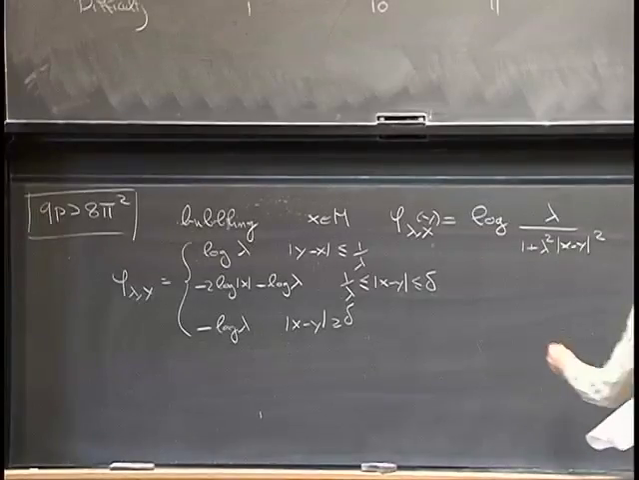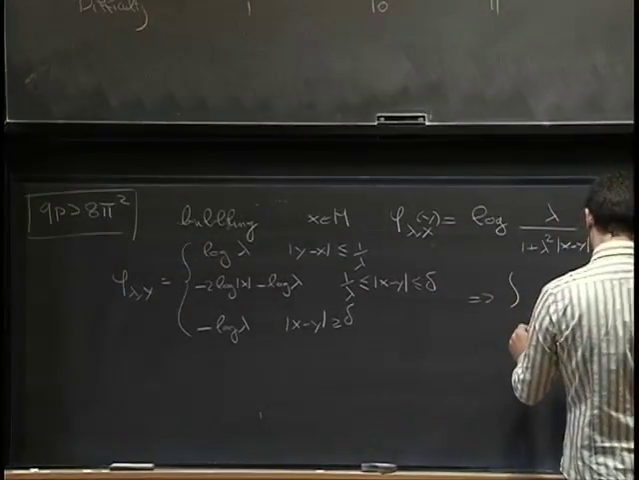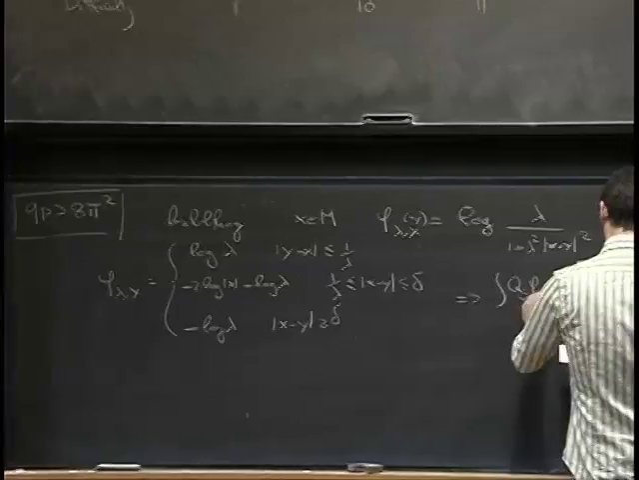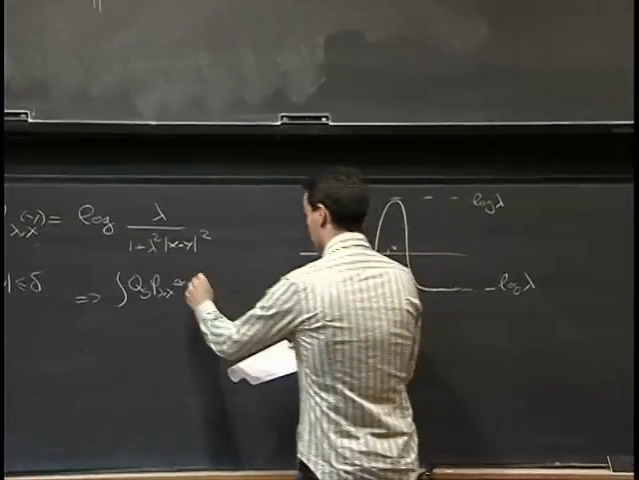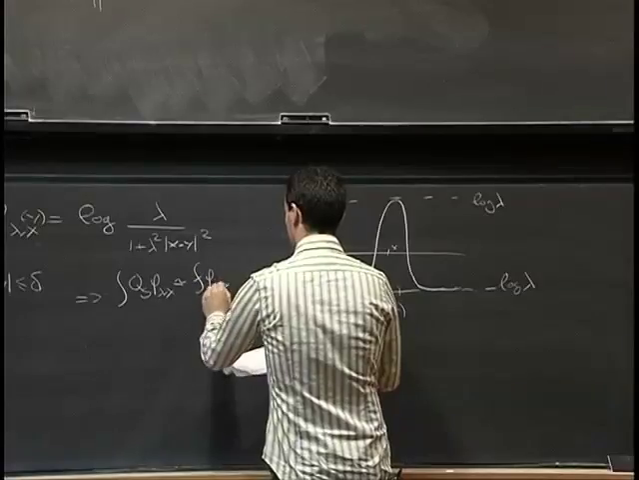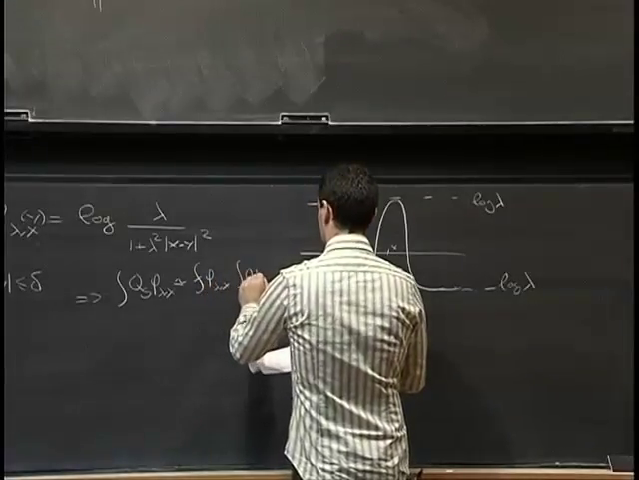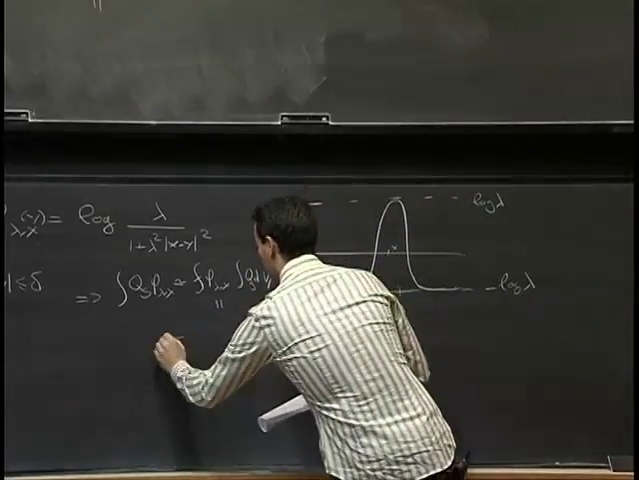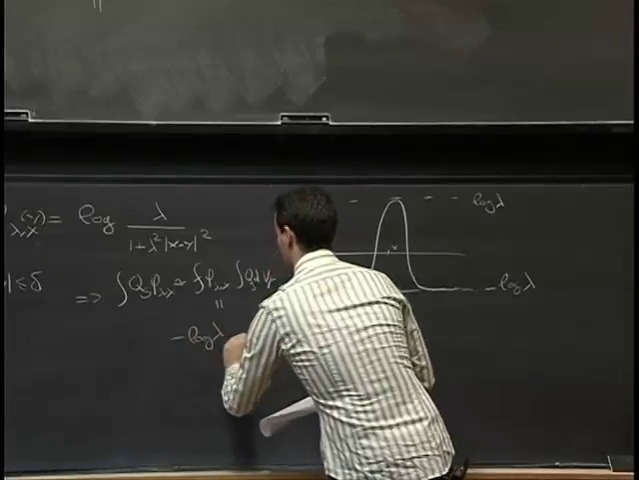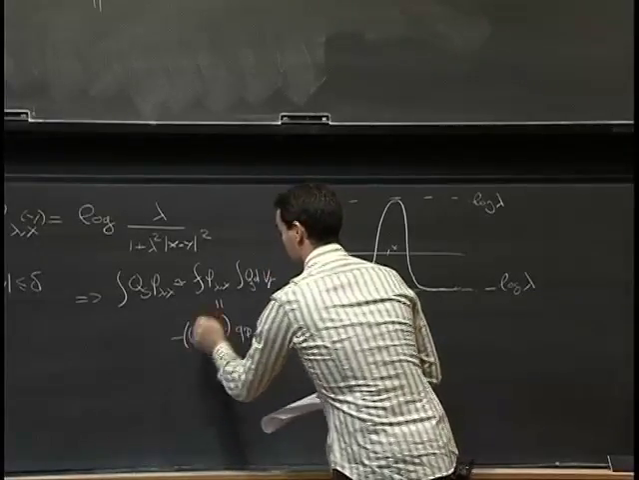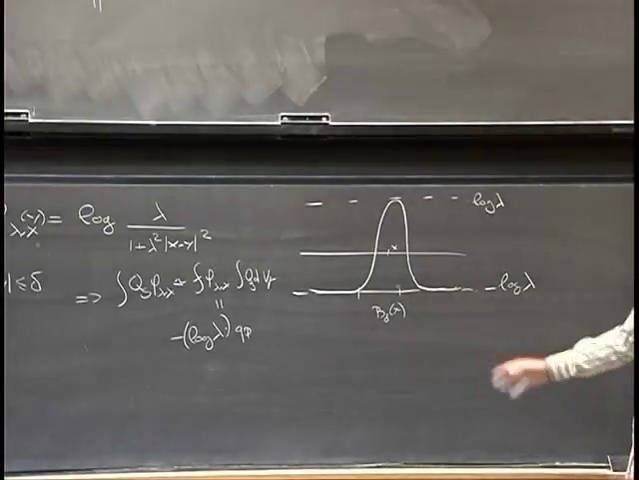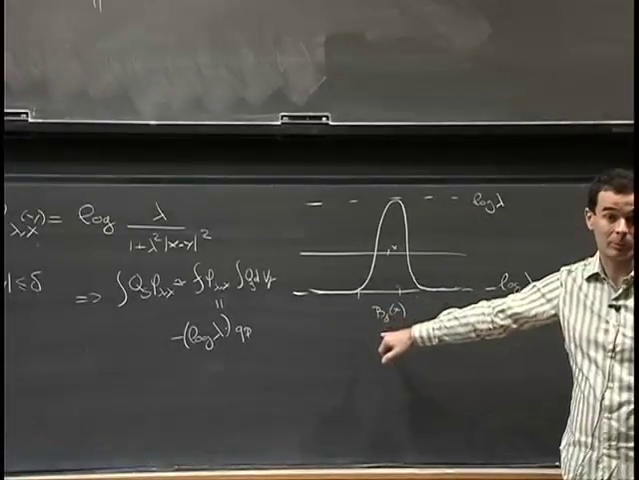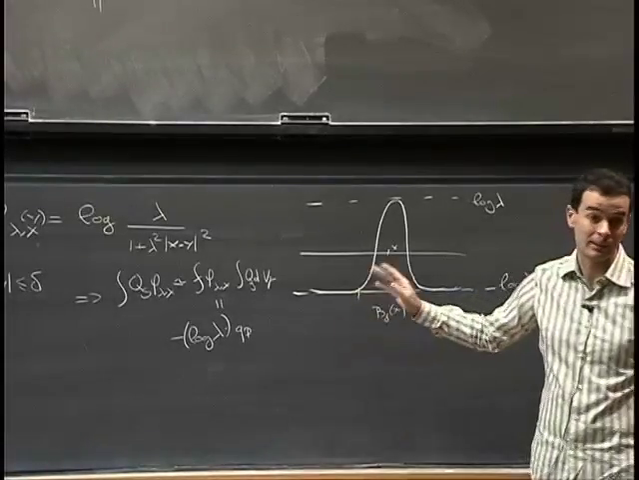Okay, so this implies that when you compute the integral of Q_g times phi lambda x, this is somehow close to the average of phi lambda x times the integral of Q_g. And this is minus log lambda times qp. Okay, because you can regard this function phi to be the constant minus log lambda away from this ball B delta. Okay, the integral inside B delta is somehow negligible.